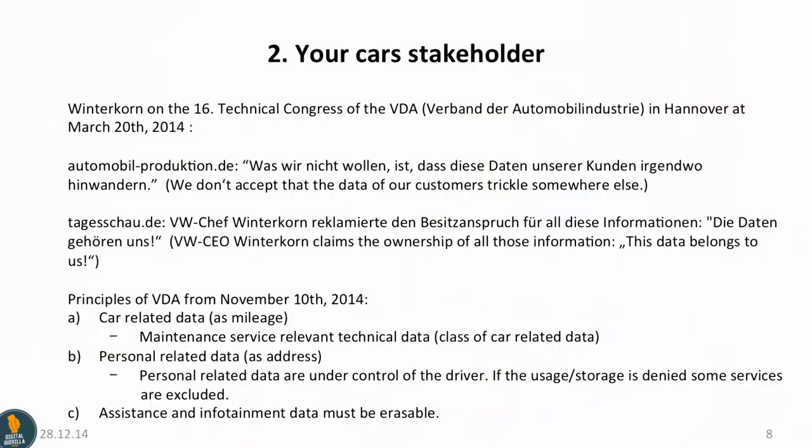So the VDA, the German Association of Automobile Manufacturers, released some principles a month ago about how to deal with this data. They differentiate between car-related data, for example mileage, which is important, of course, for maintenance and technical reasons. Personal data, for example the address, which should be under the control of the driver, for example the gas usage. The third is assistance and infotainment data, which must be erasable, because who is interested in what music you heard? The car manufacturers are not. So these are the principles and the differentiation of the three kinds of data collected in a car.